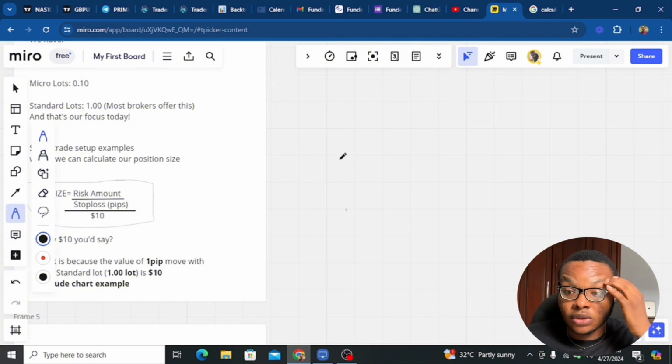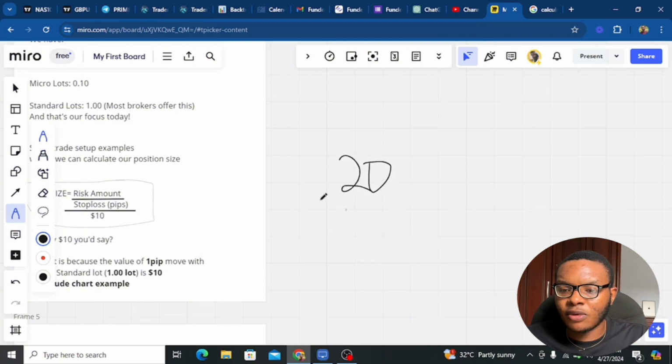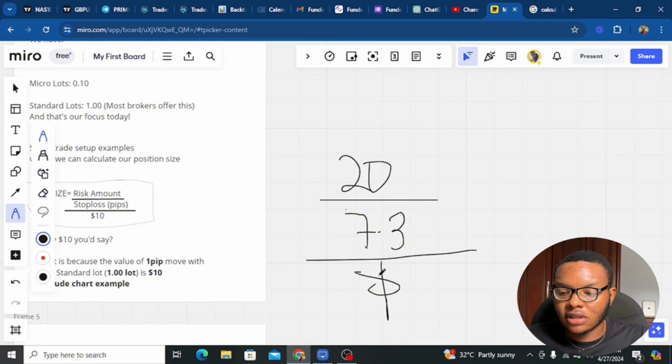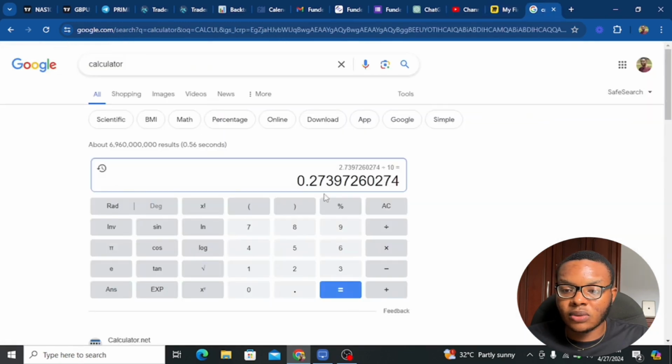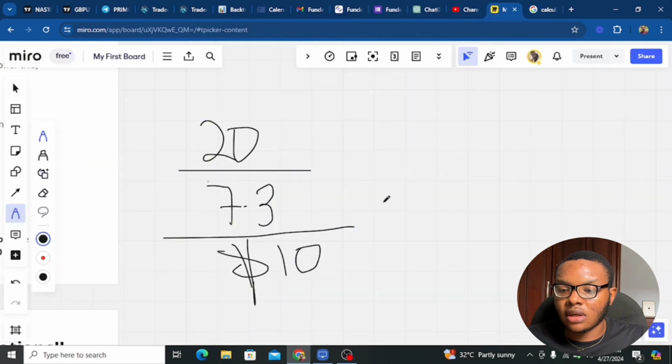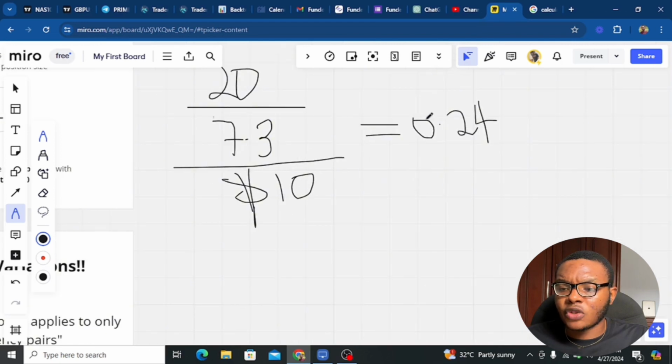Okay, so what we had was $20 of risk. This even makes it easier for me to write now. $20 of risk, and the stop loss was 7.3, and then we're going to be dividing all of that by $10. Forgive the writing, just focus on what you need to learn. So what we calculated on Google Calculator, we had 0.27 to be our lot size. I'll do many more examples so that you get to understand exactly what this is all about. So 0.27 is what you go to your MT4 now and type in as a lot size.